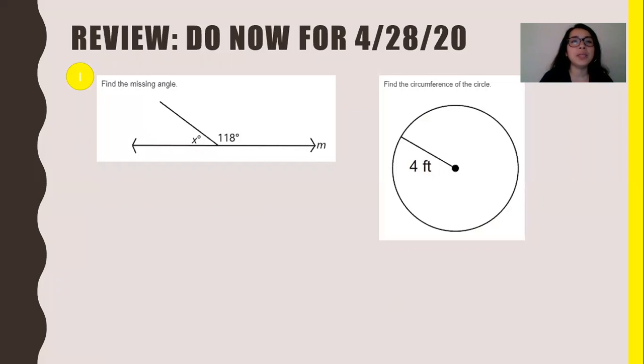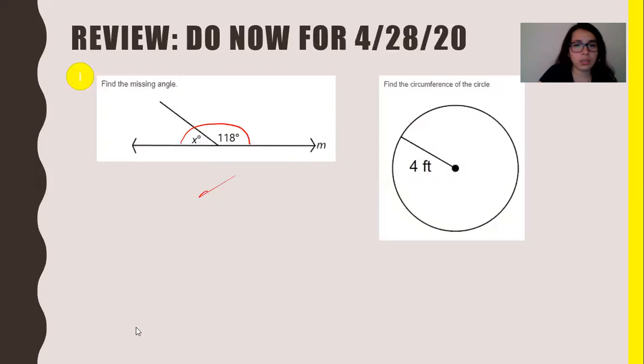So I wanted us to review something for the first question of our do now. It's something we did in our first semester, probably at the very beginning, where we found a missing angle. When we look at question 1, in the chat box I'd like you to type how many degrees all of this would be. So how many degrees is that equal to?